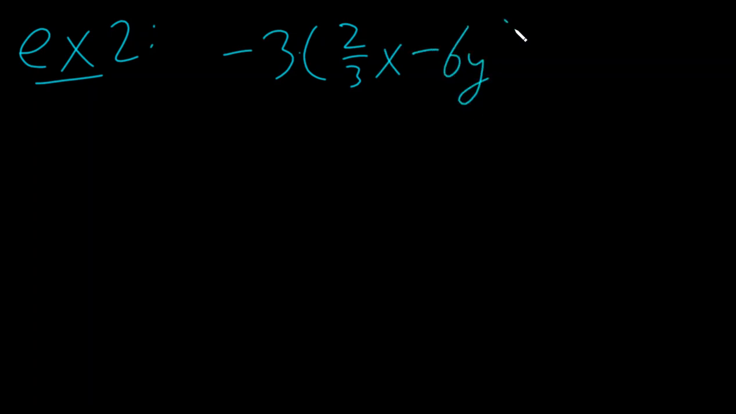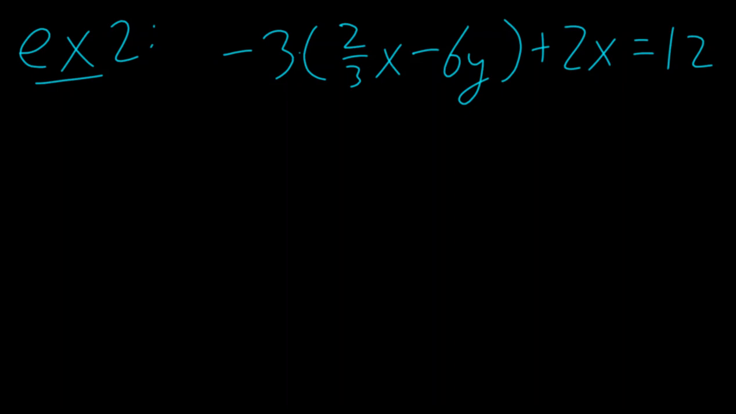Alright, here we are in example 2. And let's make this a little bit trickier. Let's do something like this. Negative 3 parentheses. Oh, how about 2/3 x minus 6y plus 2x is equal to 12. Now this should look pretty difficult right now, but let's go ahead and talk ourselves through it.